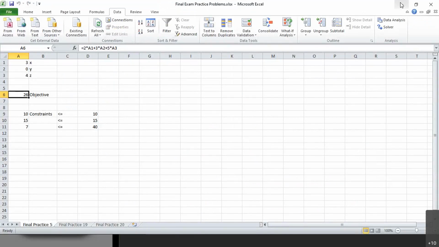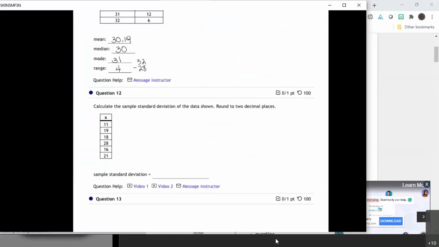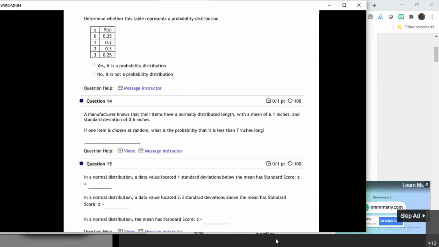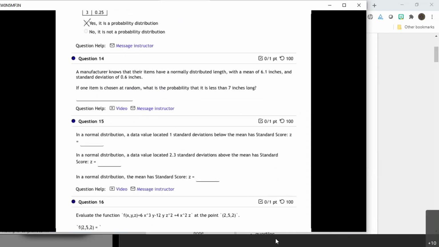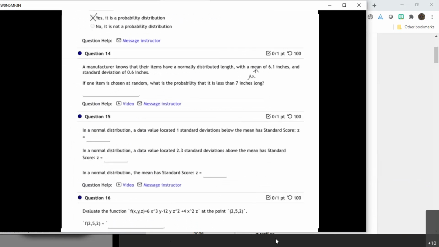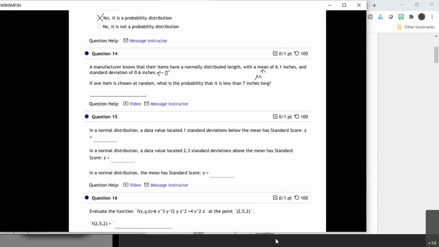All right, so let's go. 5.64. Okay, so a manufacturer knows their items have a normally distributed length with a mean, this is mu, the population mean, and a standard deviation, this is the population standard deviation. And they want to know the probability of finding an item less than 7 inches.